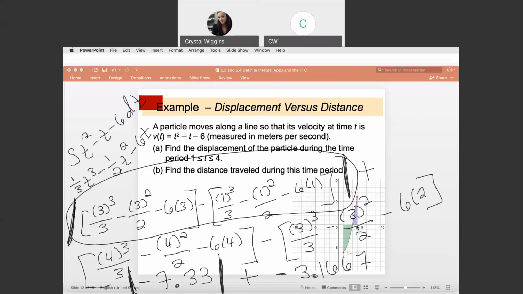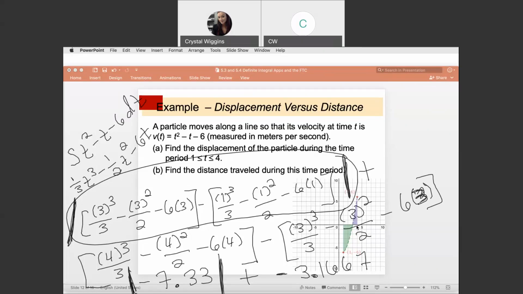4 cubed divided by 3, and this is where I love having in-person class because usually one of you guys would have caught what went wrong here. Minus 8 minus 24. And subtract that 21 divided by 3 minus 9 divided by 2 minus. Oh, I know where I made my mistake. See, this is where you guys would have caught it. I put a 2 here, and this should be a 3. So I put minus 12, and I really should have had minus 18. Oh, that does make a difference.